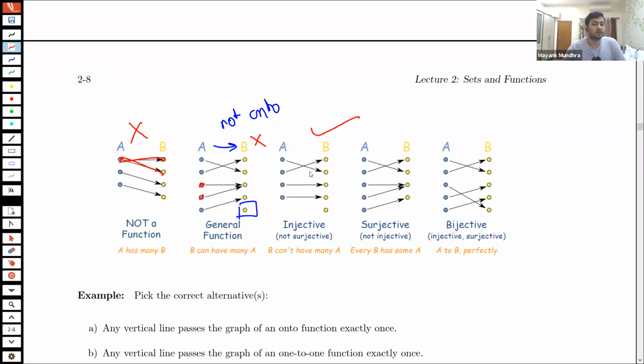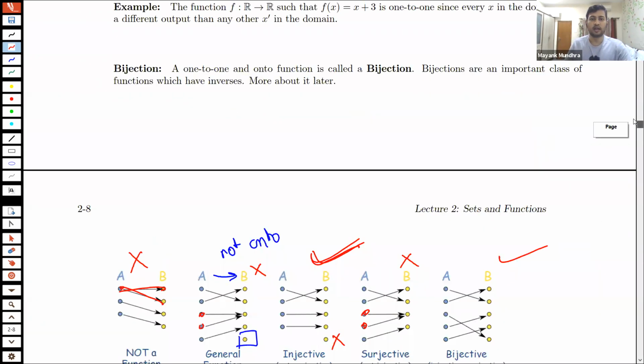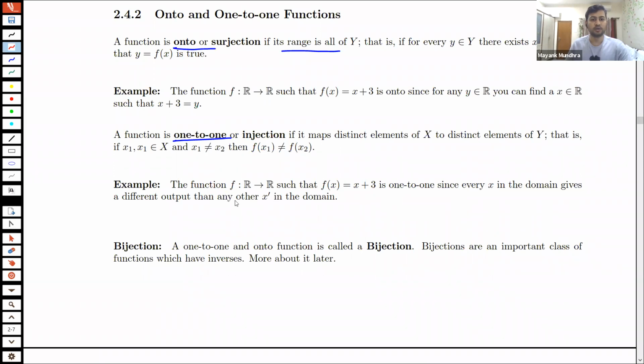This function is one-to-one. It is not onto, but this is one-to-one, because every input element has a distinct output. Okay, this is a function, but not one-to-one because these two elements have the same output. Okay, and this is again one-to-one, because every element has a different output. The outputs are different. So that's one-to-one, and the first thing we did was onto.